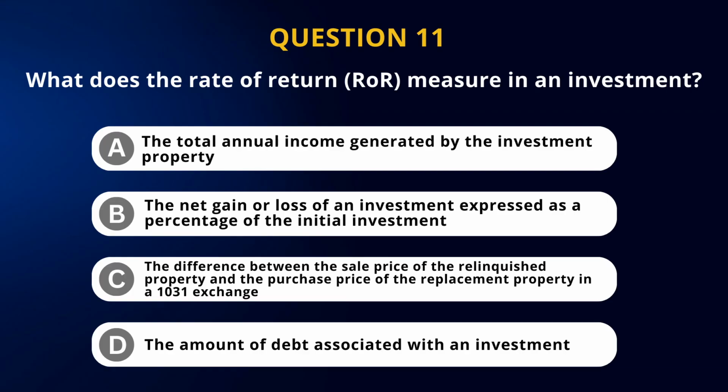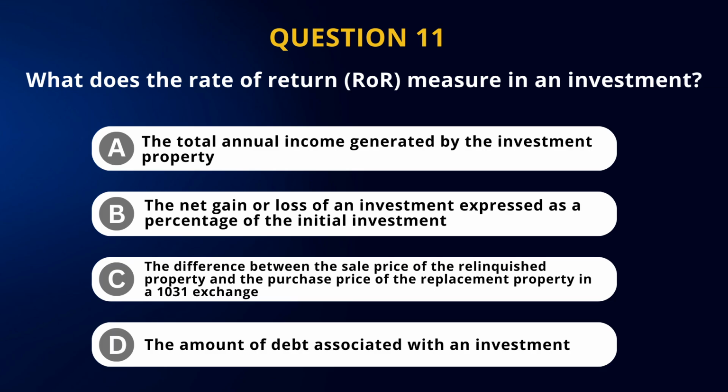Question number 11. What does the rate of return, ROR, measure in an investment? Letter A, the total annual income generated by the investment property. Letter B, the net gain or loss of an investment expressed as a percentage of the initial investment. Letter C, the difference between the sales price of the relinquished property and the purchase price of the replacement property in a 1031 exchange. Letter D, the amount of debt associated with an investment.